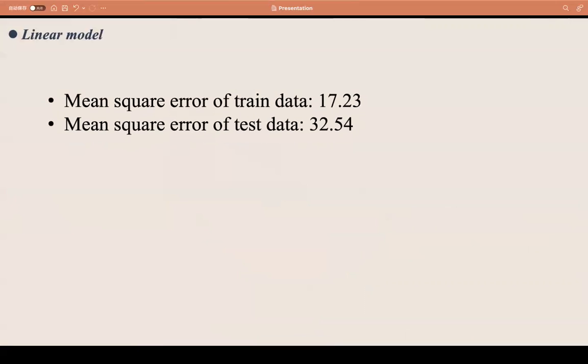So for modeling, we firstly fit a linear regression based on the features we selected during preprocessing. We got the training MSE to be 17.23 and test MSE to be 32.54, which is much larger, meaning that the model is overfit. This is probably because our model contains too many features.